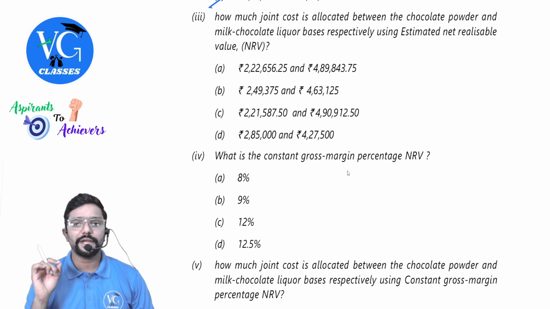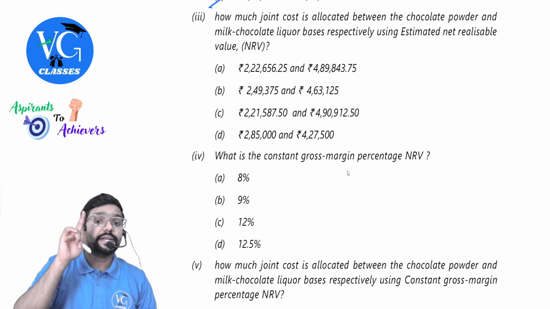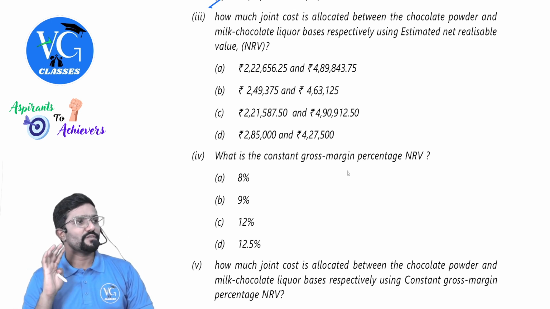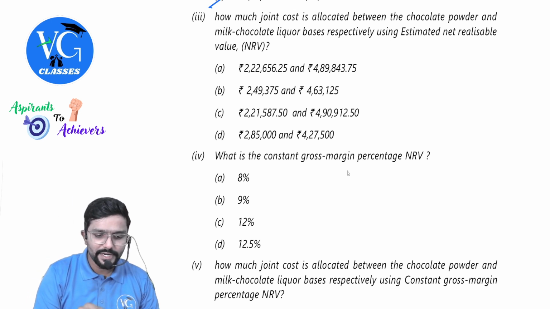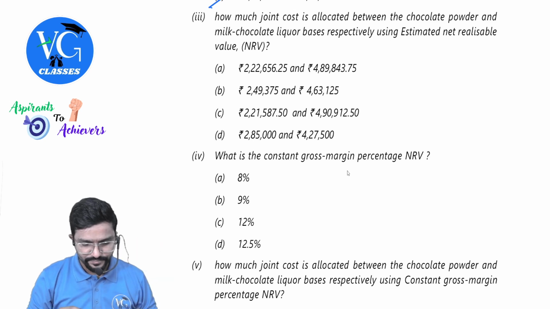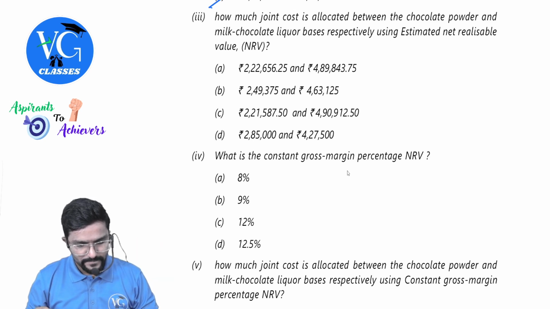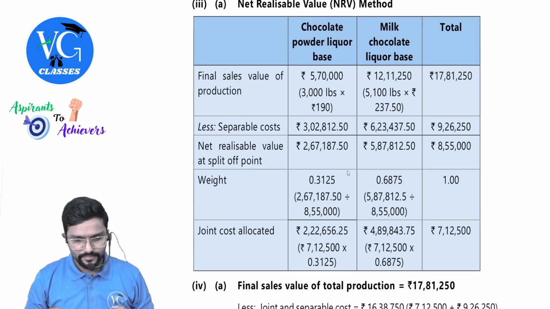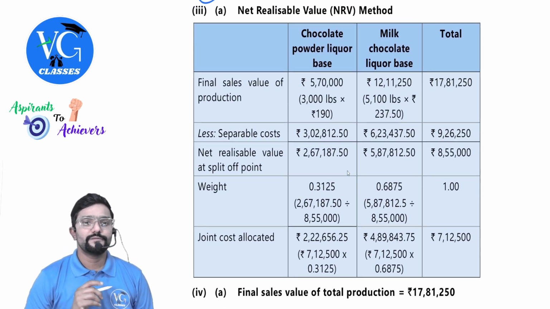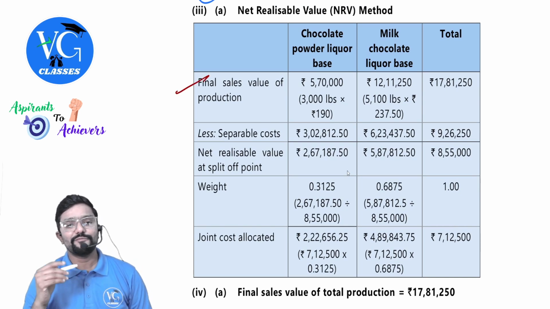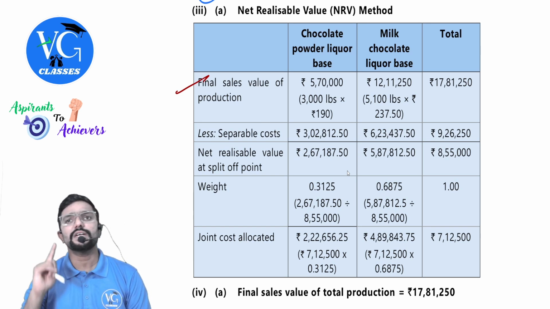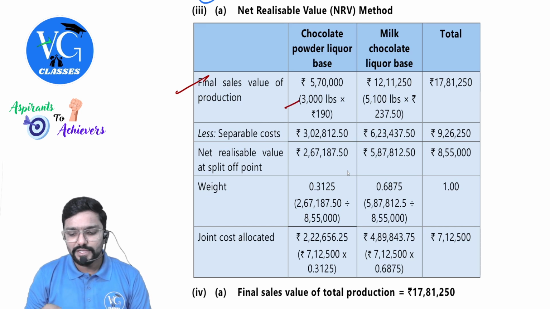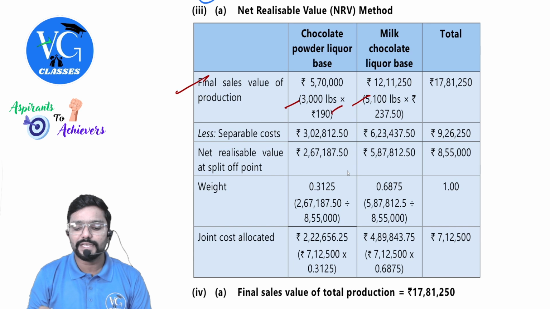Next, third one. How much joint cost is allocated between chocolate powder and milk chocolate liquor base, respectively, using estimated net realizable value (NRV)? For calculating NRV, we should take the sale value after further processing, and reduce further processing cost. Guys, we are selling now what? The final products. What are those? Chocolate powder and milk chocolate. So what is the output? 3,000 and 5,100. Have they given the selling value?